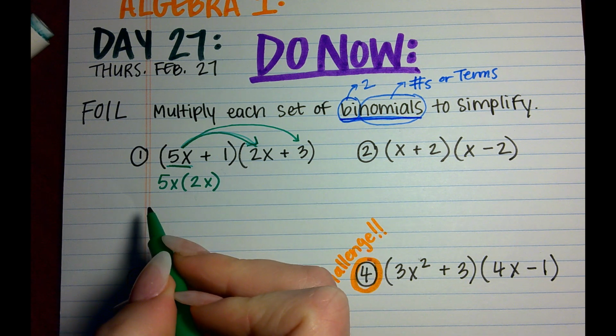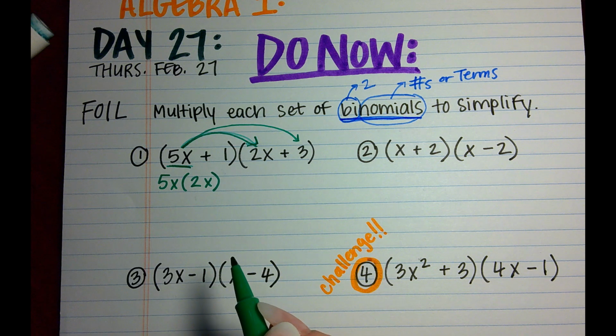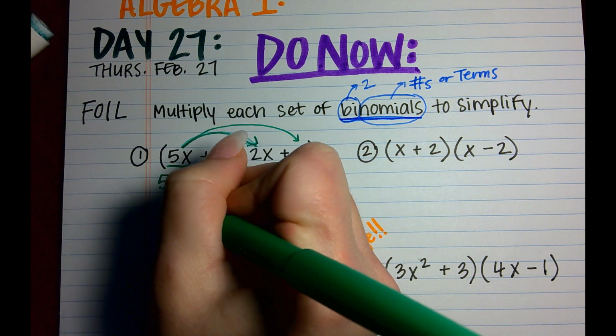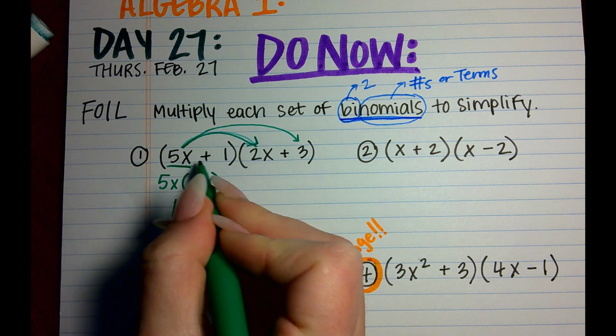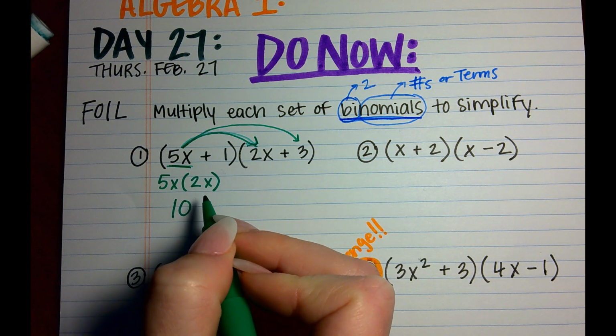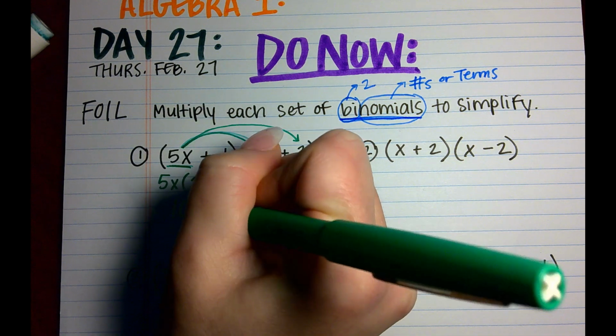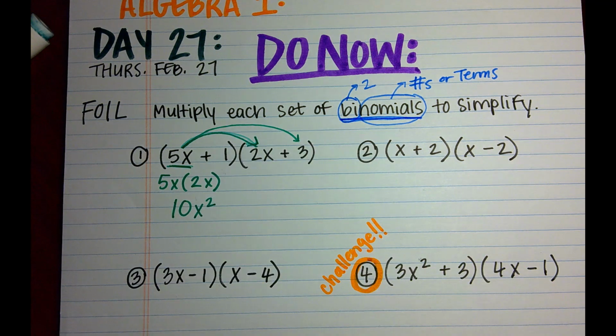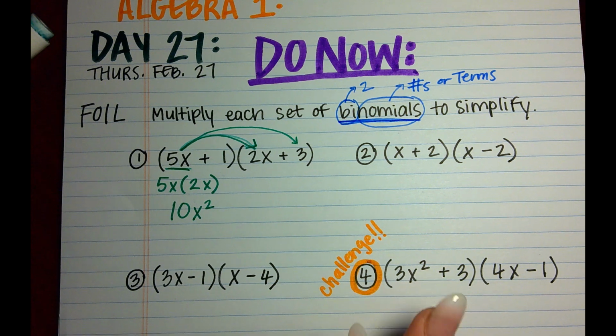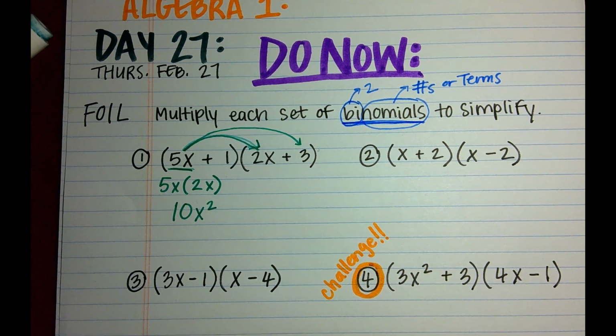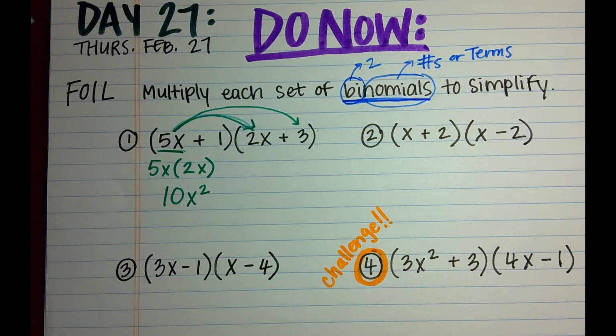Oh, that's right. I did that wrong. I knew I did it wrong. Okay. 5 times 2 is 10x. Perfect. So 5 times 2 is 10. And then x times x is x squared. So it's 10x squared. Good. I would have got that one wrong, but I still have printouts of what we're doing right now at the front. So perfect. We have 10x squared.